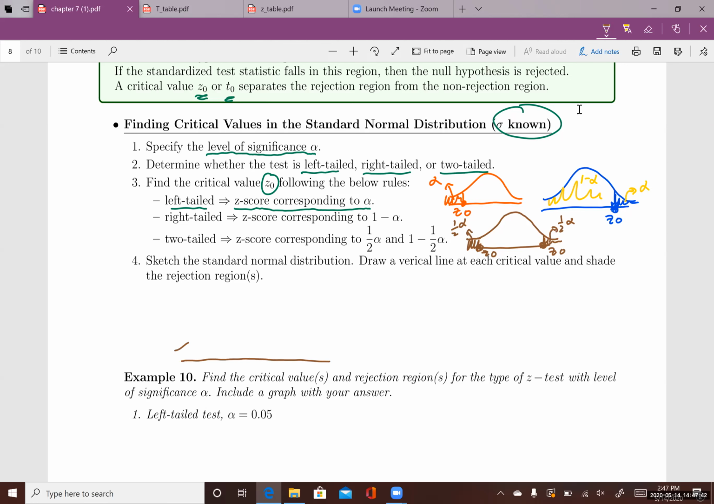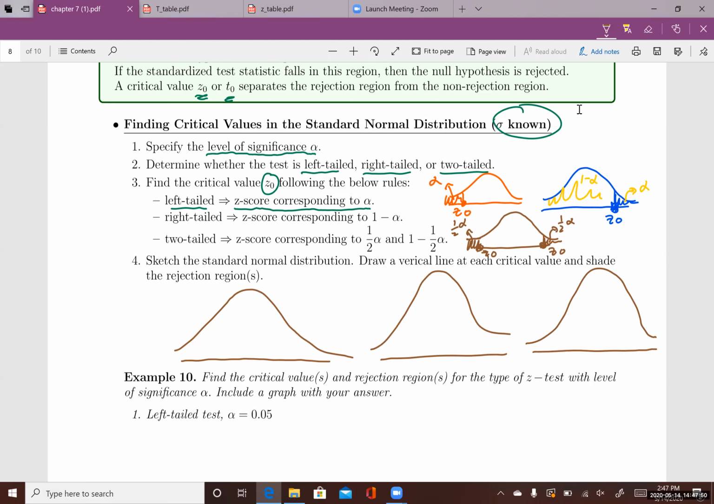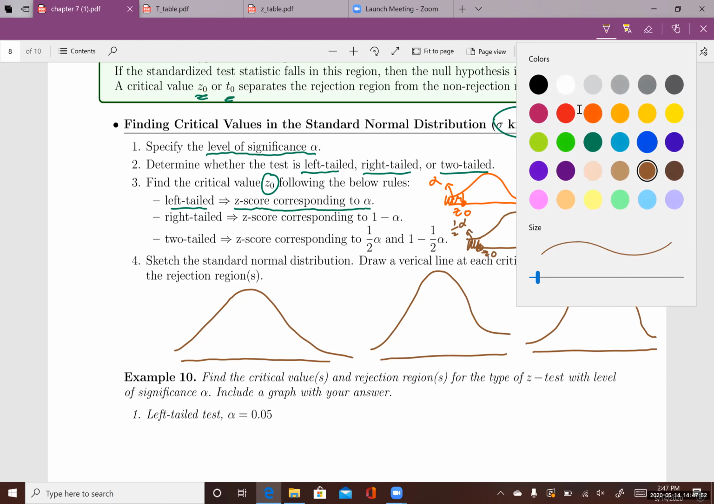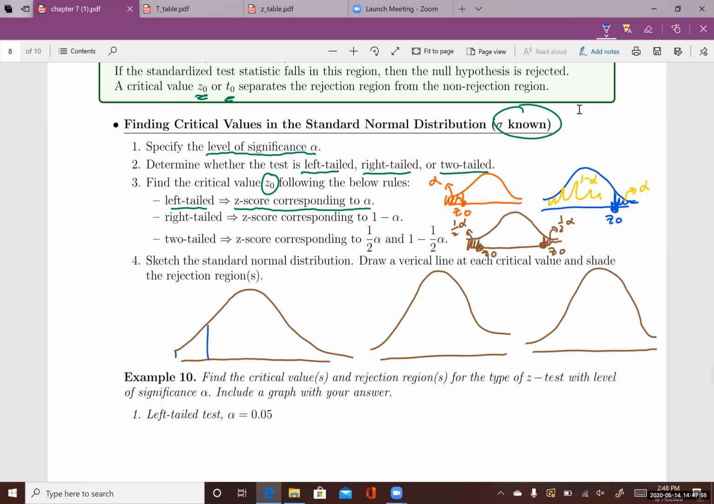So we've been sketching standard normal distributions, right? Let's say for the 3 different tail tests. If you have a left tail test here, you can find Z0 here, and this is alpha. Then this shaded region is the rejection region.